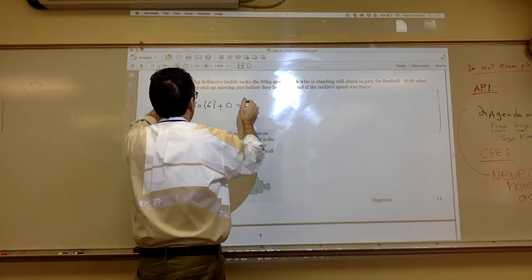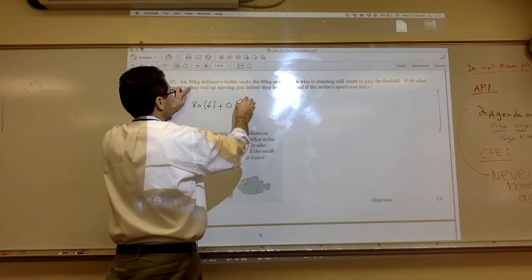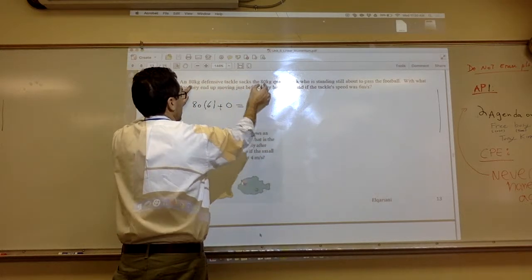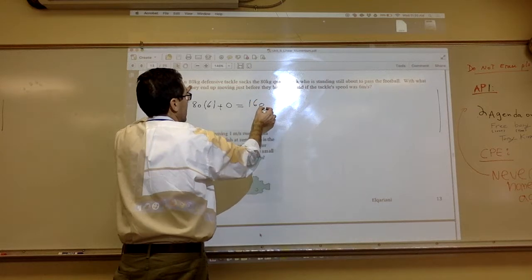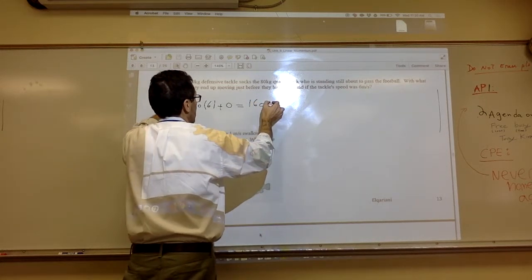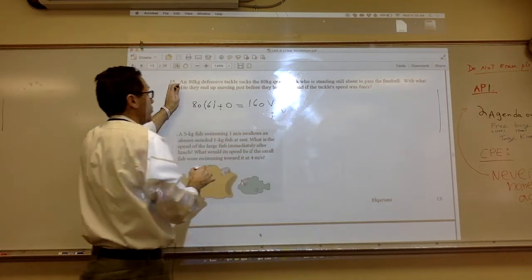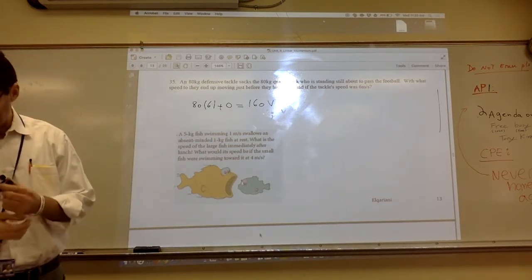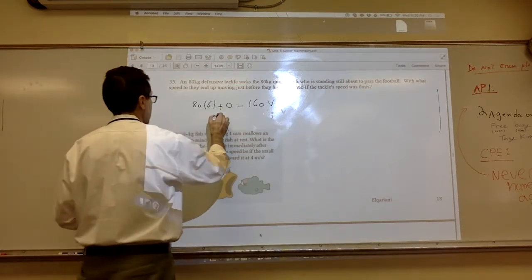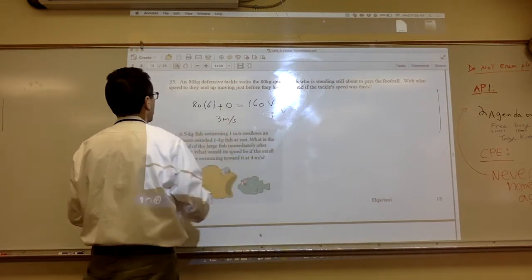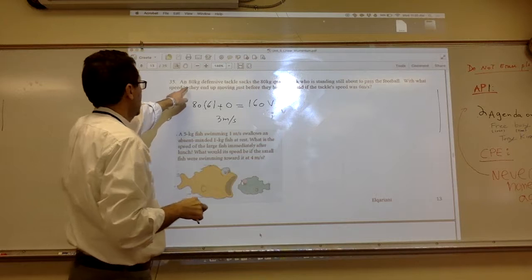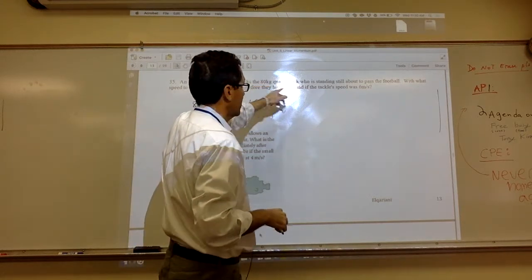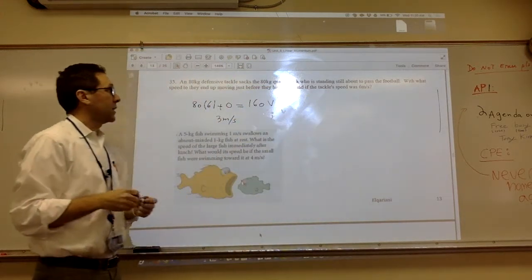That equals the momentum of the combination, which is the mass of the combination. They have a mass of 160, and you can just solve for V prime, the velocity of the two combined, and that should be 3 meters per second. You could have done this conceptually, because the mass doubled, so the velocity has to be cut in half.